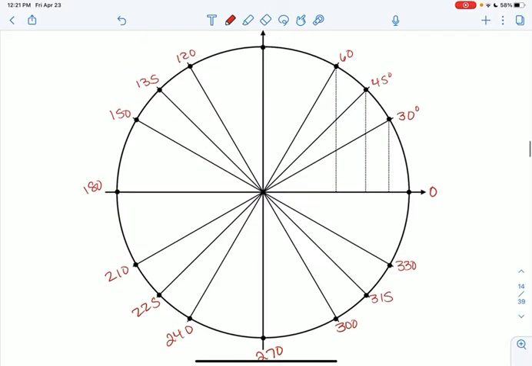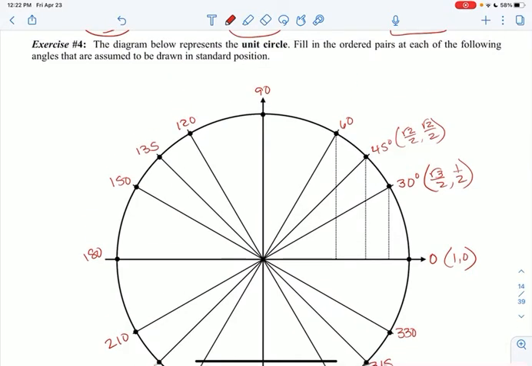So at 0, my point is (1, 0). Okay. At 30, remember it's cosine and sine. Cosine is my x, sine is my y. So cosine was radical 3 over 2, and sine was 1/2. At 45, cosine was radical 2 over 2, and so was sine. At 60, cosine was 1/2, and sine was radical 3 over 2.